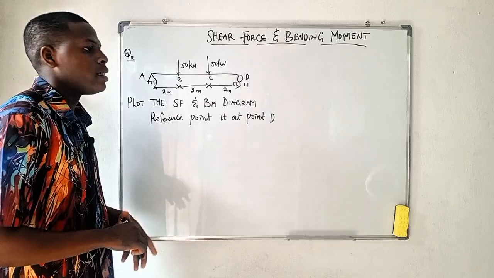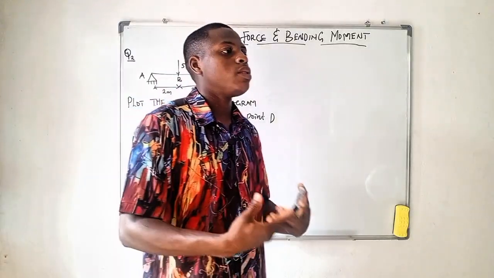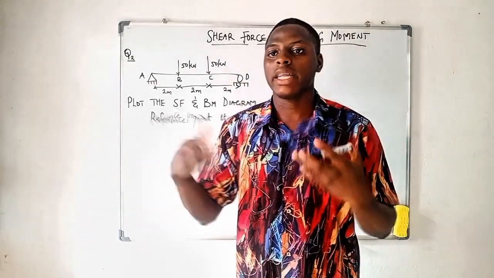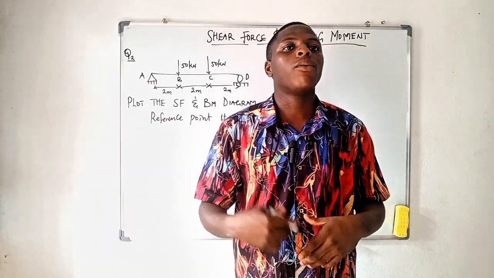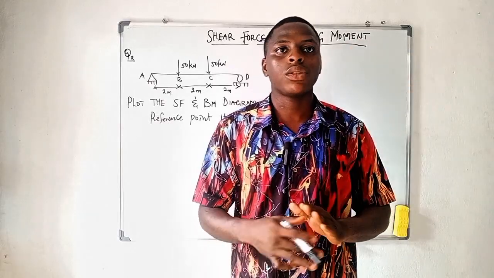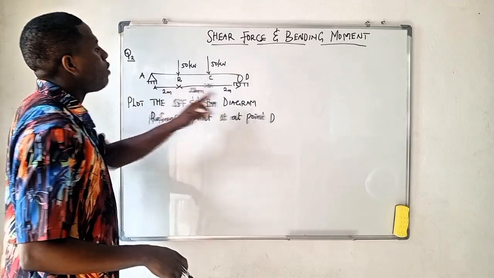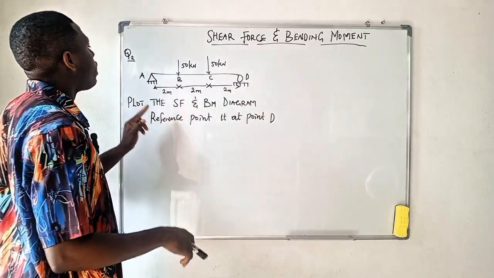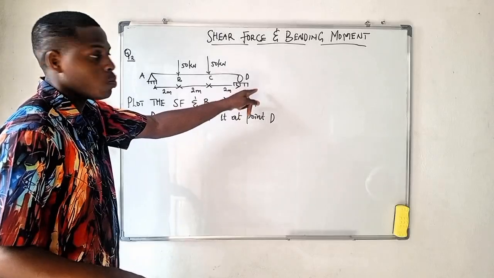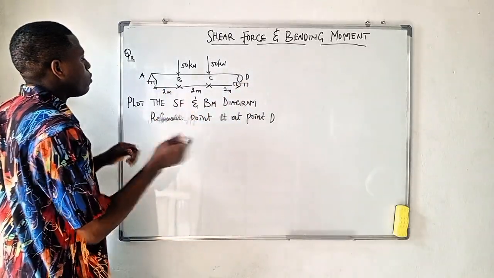Now, what's the next thing? The next thing is to apply your first concept, which I gave you: the sum of clockwise moments is equal to the sum of anti-clockwise moments. Remember, moment is force times perpendicular distance. Since we are taking our reference point to be at D, all our moments will be taken to point D.